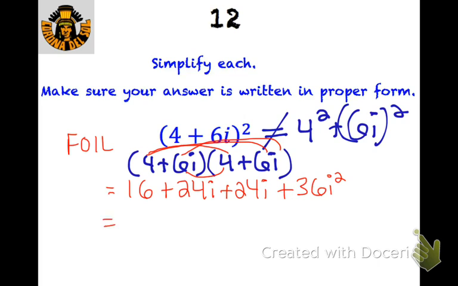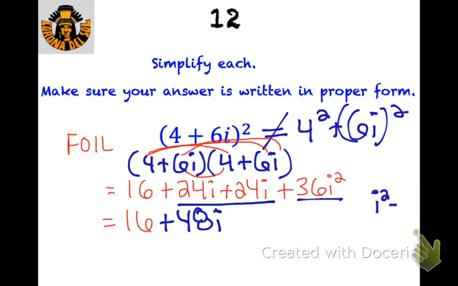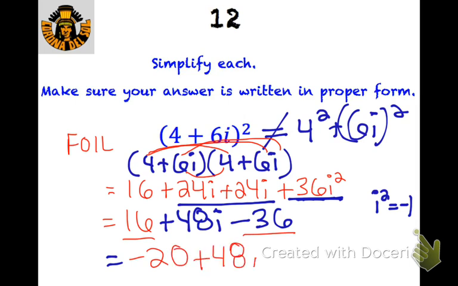So then we just keep simplifying a little bit. We combine some like terms. So we're going to have 16. We're going to combine these two like terms. So that makes 48i. And then we're also going to deal with this. You have to remember that i squared is equal to negative 1. So that means this right here is the equivalent of negative 36, because it's 36 times negative 1. So change the sign. So now we're going to be able to combine the numbers. So 16 minus 36 is negative 20, and then plus the 48i, and that's the best we can do. It's written in a plus bi form, which is the proper form.